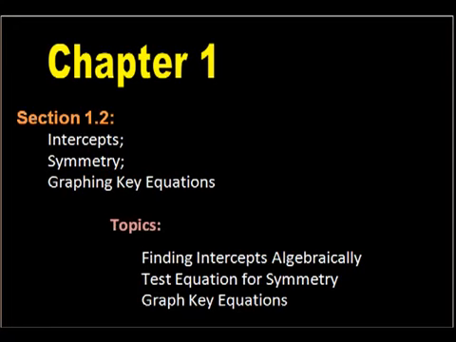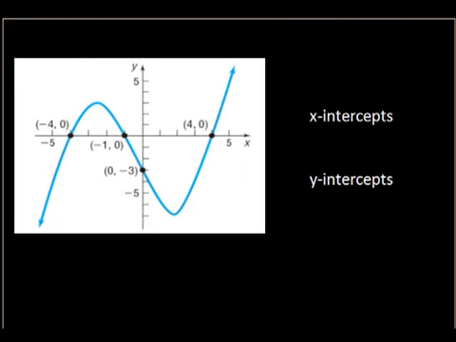Chapter 1, Section 1.2. We're going to talk about intercepts, symmetry, graphing key equations. So the topics for this lecture are finding intercepts algebraically, test equations for symmetry, and graph key equations. Hopefully you remember this from our last lecture where we talked about the x-intercepts and the y-intercepts.